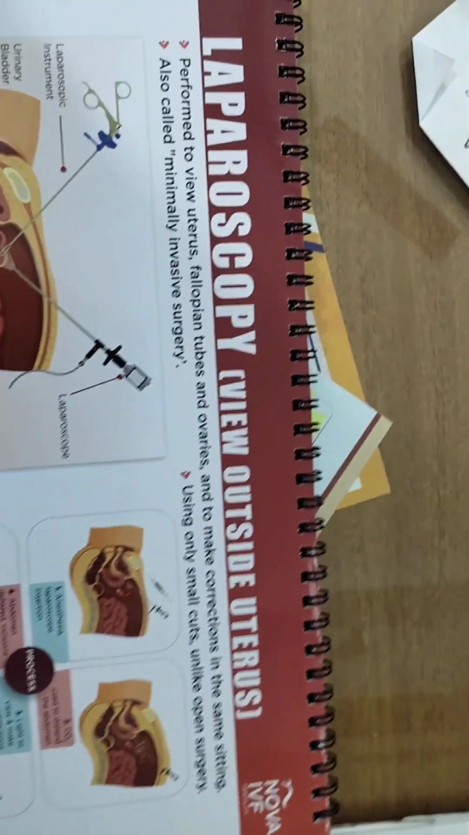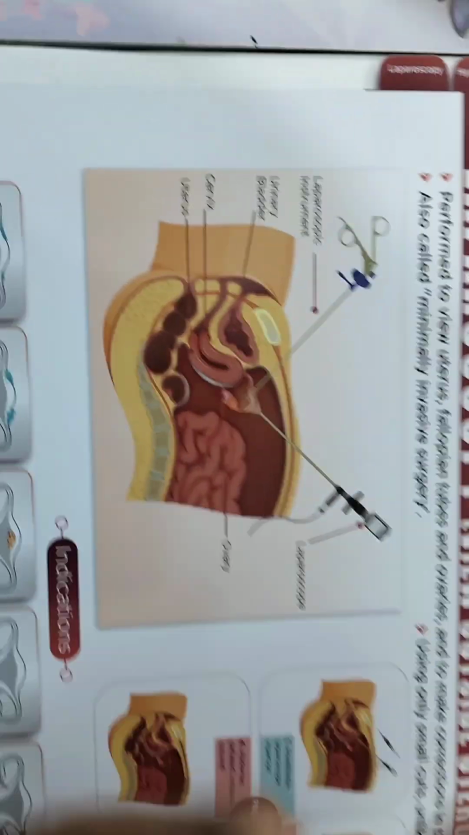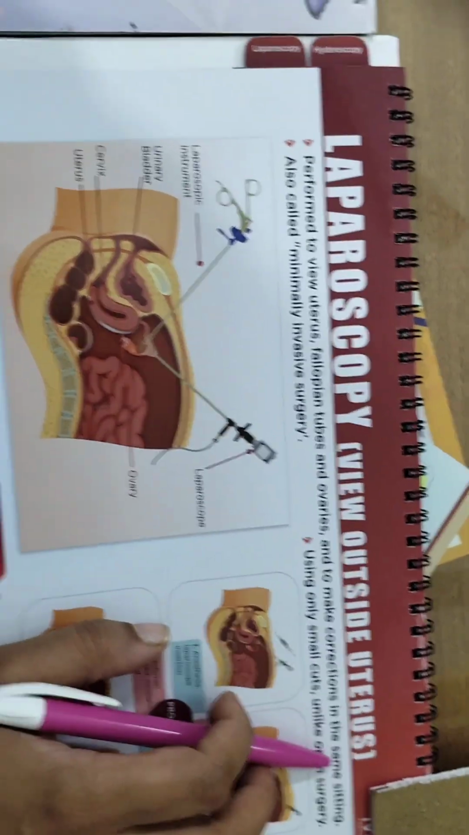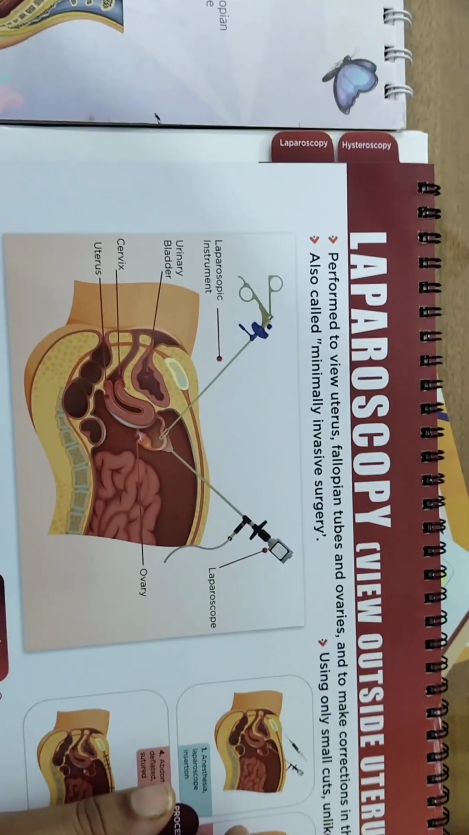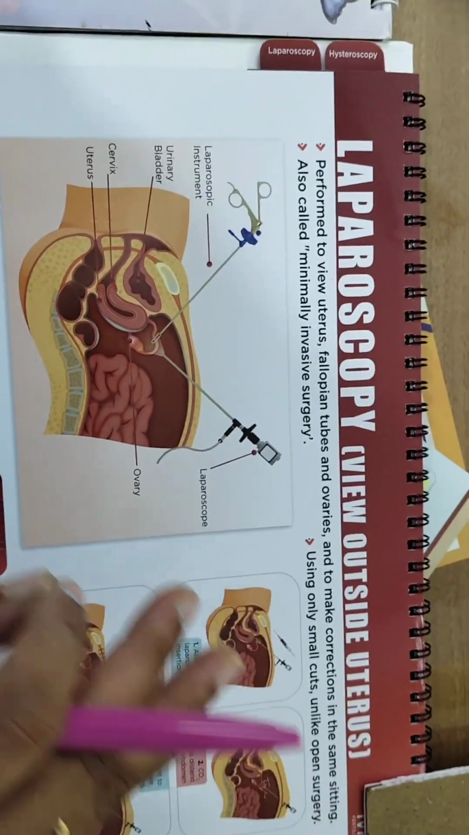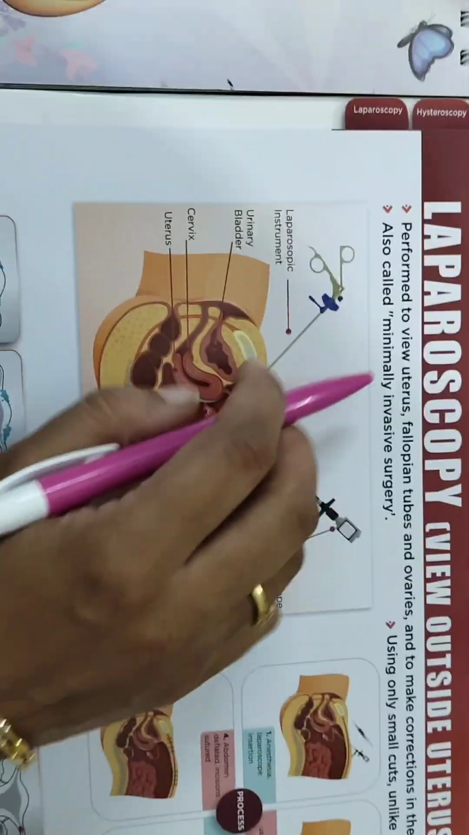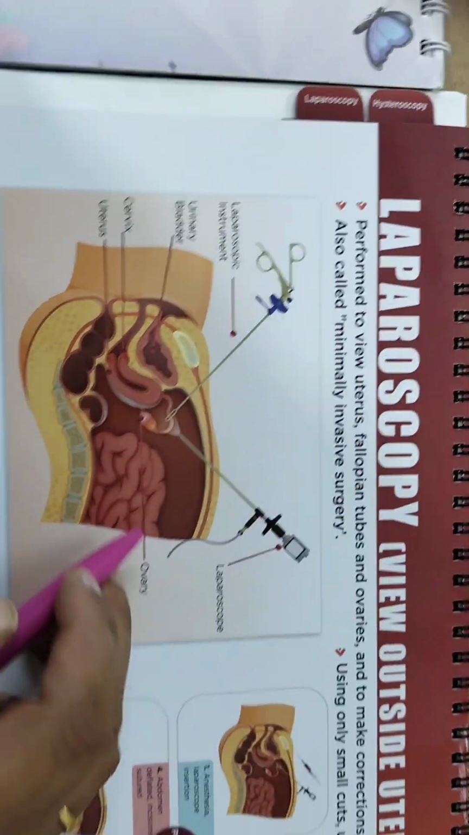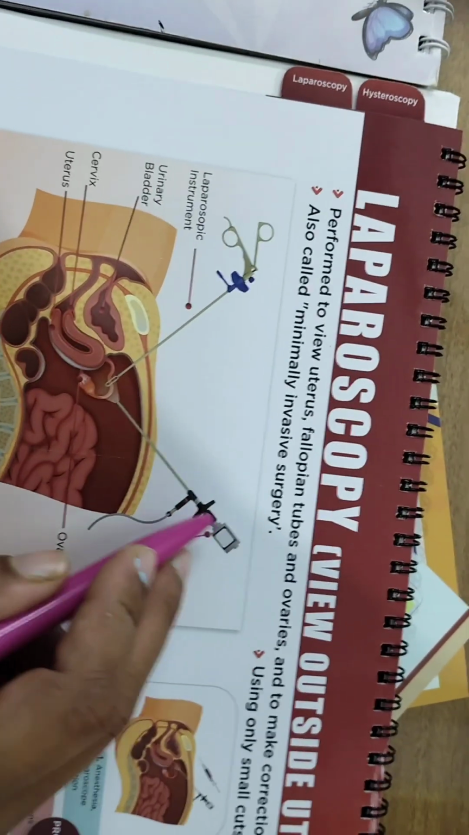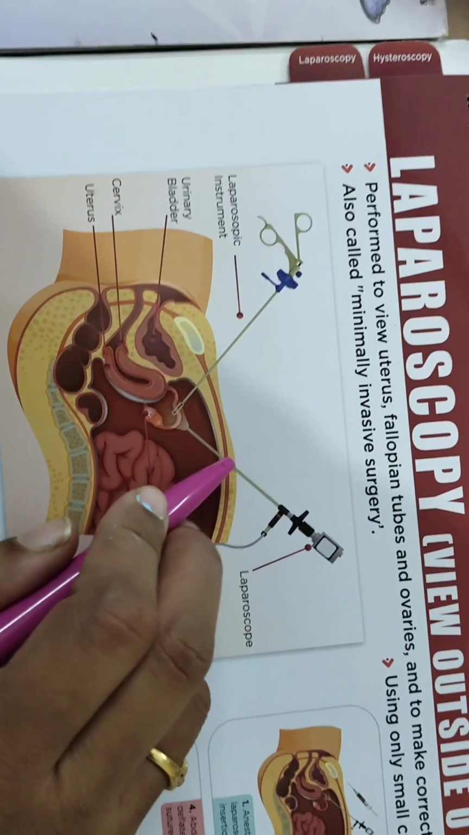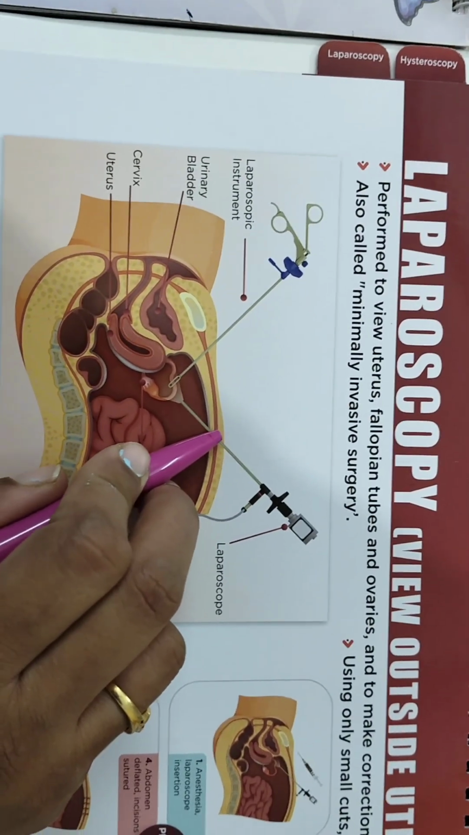Okay. So we know that it is used to view the uterus, fallopian tubes and ovaries and to make corrections in the same sitting. Now this is a very big advantage because laparoscopy is not only diagnostic but it is very much therapeutic. Okay, and that is why it is known as minimally invasive surgery. Why minimally? Because see, this is a camera, and the size of the cut which we make here is only 10 mm. How much? 10 mm. So that is 1 centimeter only.